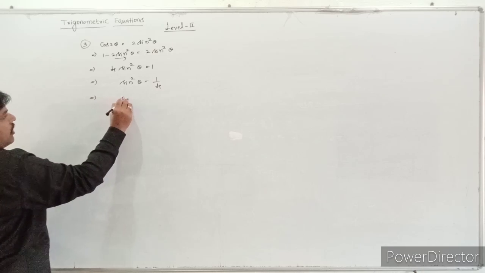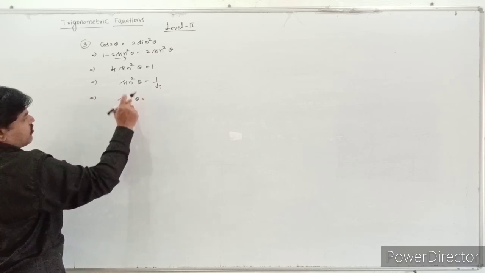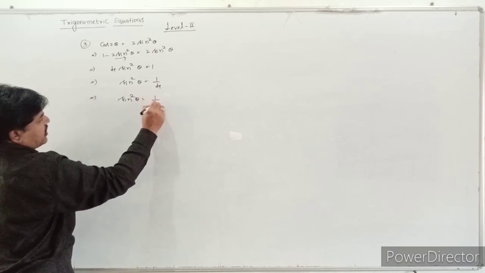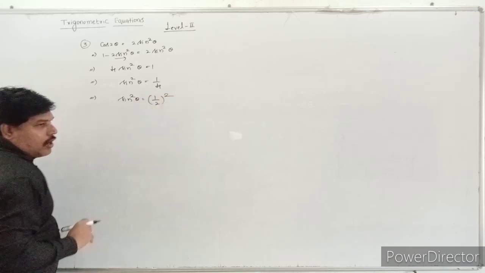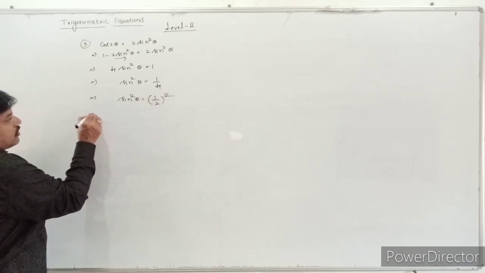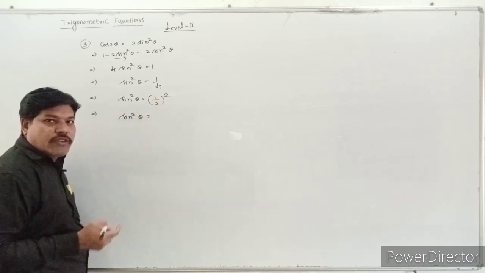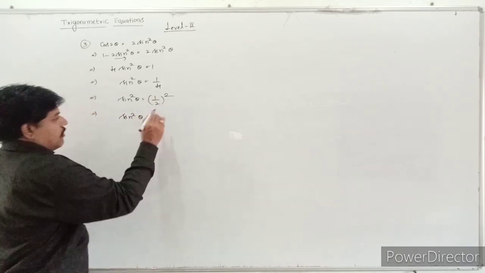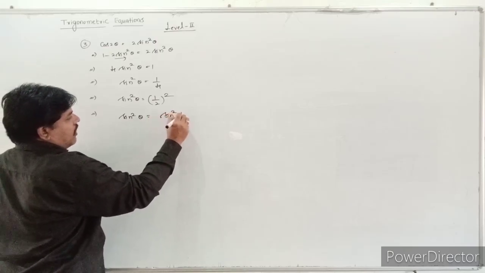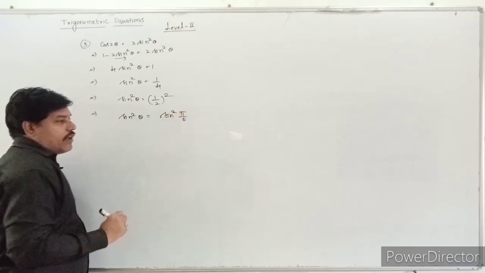I have already told you that. In the LHS a square is there, so in the RHS also you have to take the square form, that is 1 by 2 whole square. So that implies sin square theta is equal to 1 by 2 whole square. What is 1 by 2 whole square? 1 by 2 whole square is nothing but sin square pi by 6.